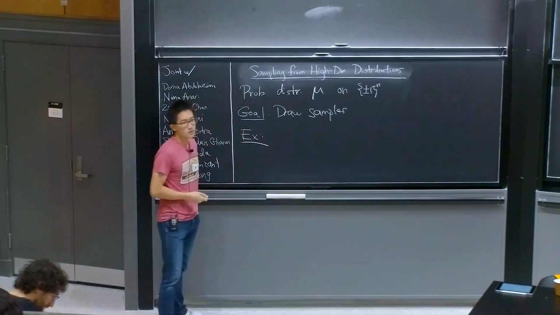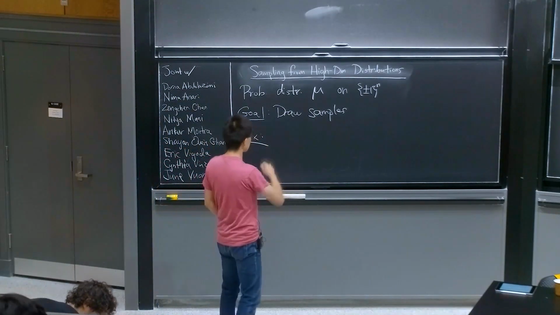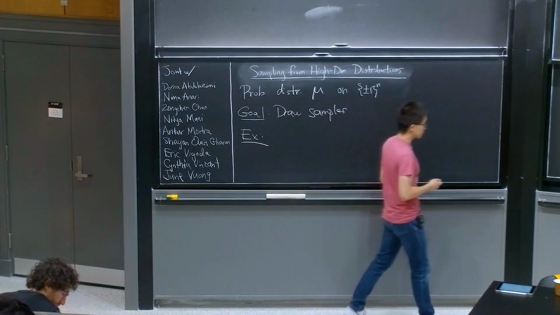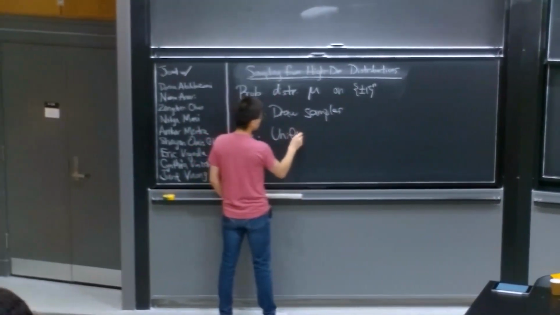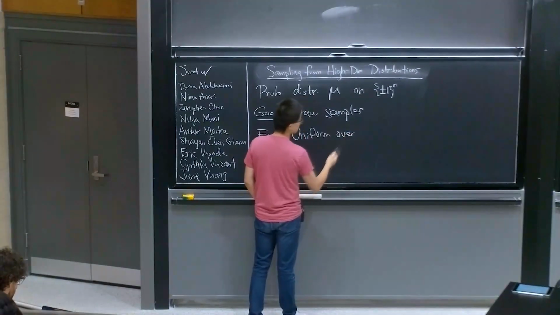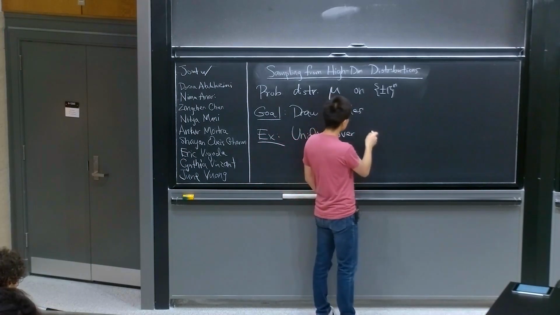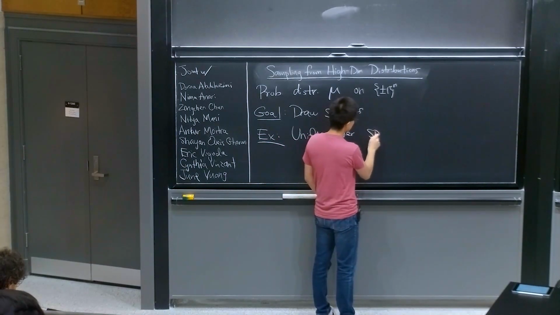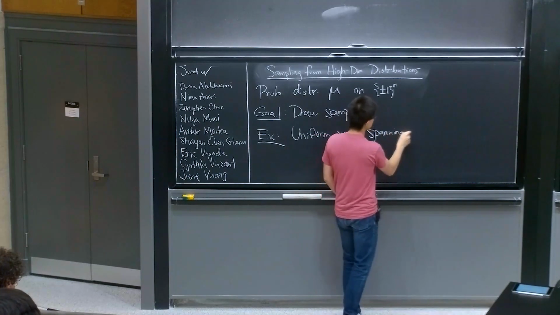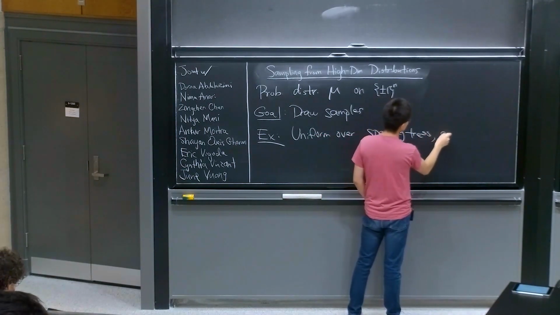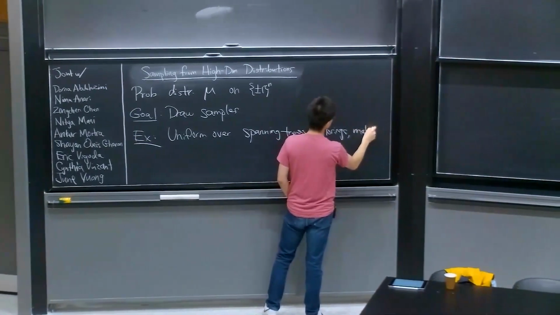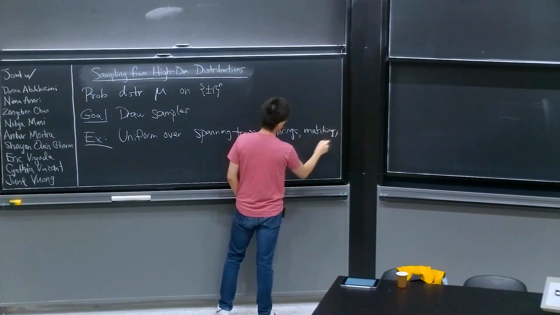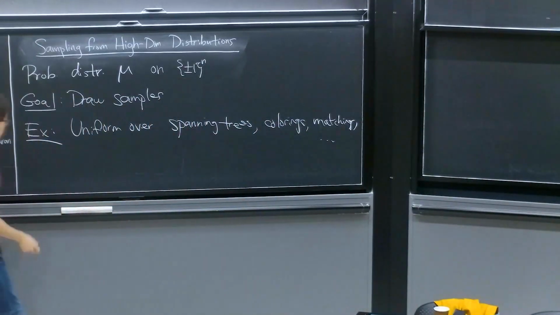Some examples to keep in mind. We're mainly interested in the discrete setting, so we have classical combinatorial models, such as the uniform distribution over classically studied combinatorial objects like spanning trees in graphs, colorings, matchings, and so on.